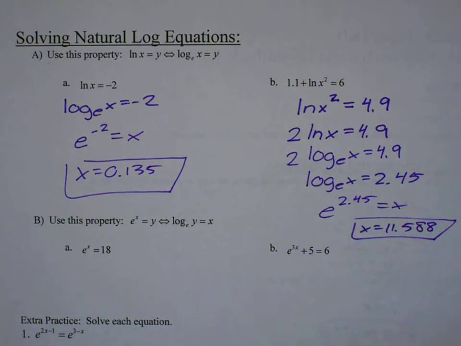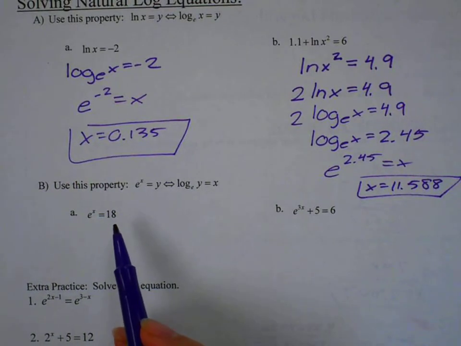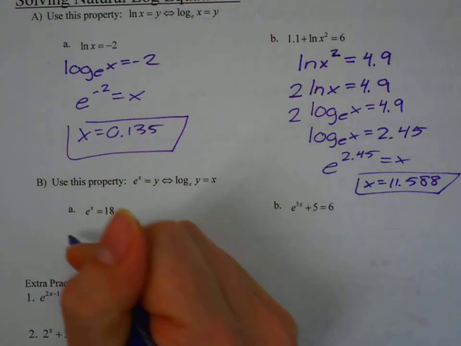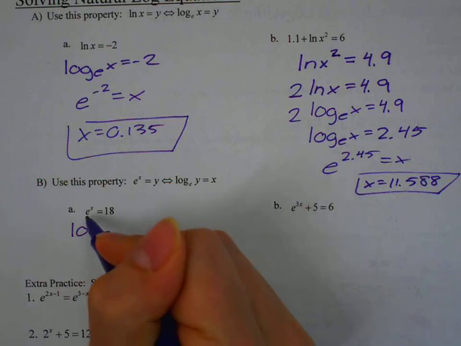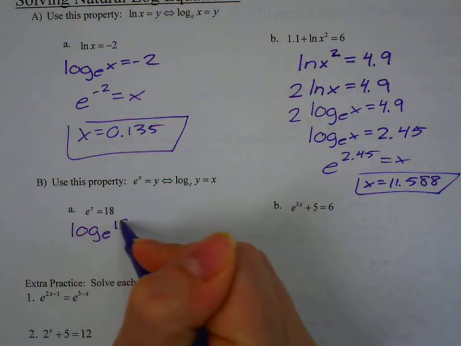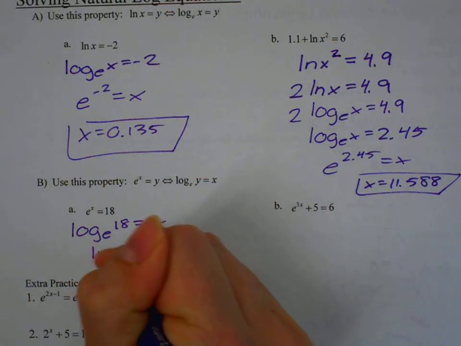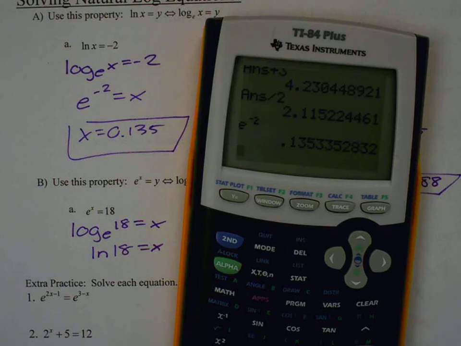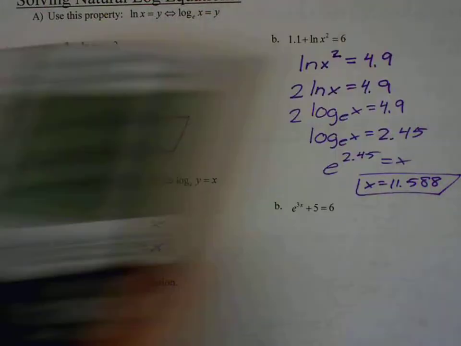Okay, so if you're given an exponential form with e, you're going to change it into logarithmic form. So this would be log base e, right? My base stays the same, and then swap the other two. 18 equals x. Well, log base e is the same thing as the natural log. So in my calculator, I can just use the natural log button of 18. Gives me 2.89.